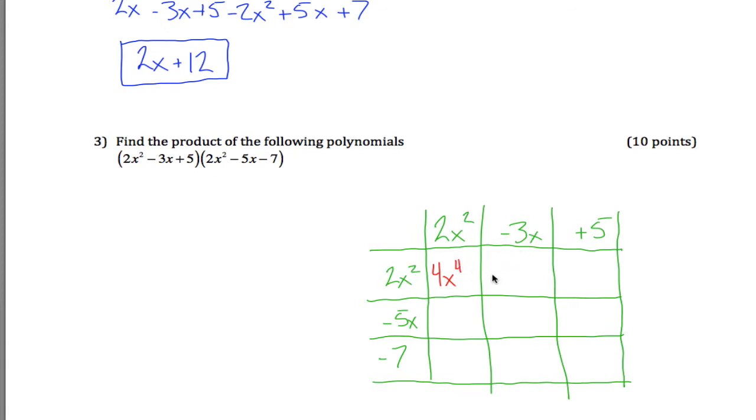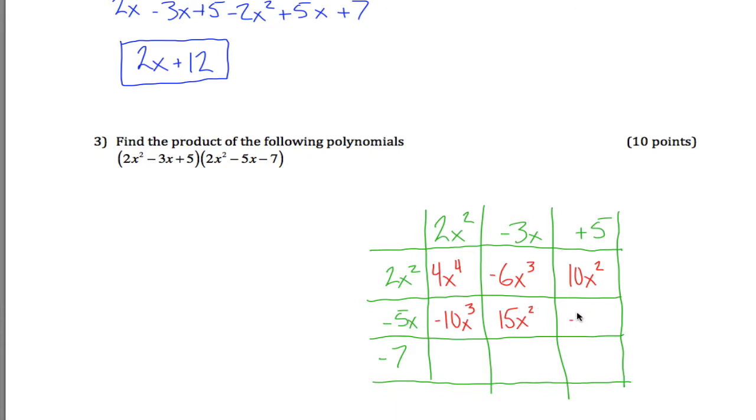So for this one, 2 times -3 is -6. X squared times x, you can picture a 1 right here in the exponent. 2 plus 1 more is 3, so I get -6x cubed. 2x squared times 5 is just 10x squared. 2x squared times -5, -10x cubed. -5x times -3x, well, -5 times -3 is +15. And then x times x is x squared. You can think about that as x to the 1 power and x to the 1 power. 1 plus 1 is 2.